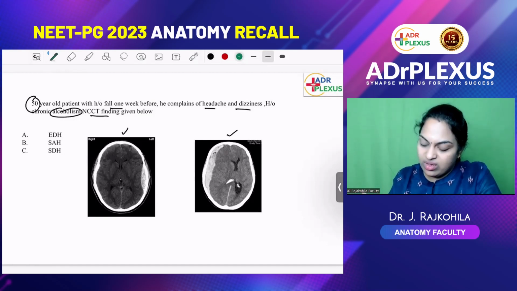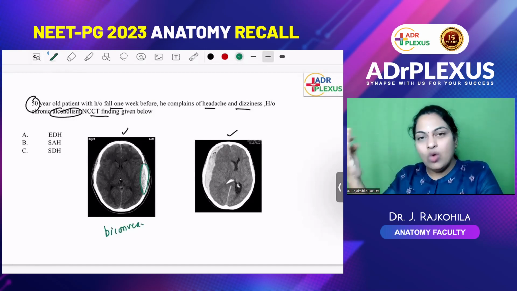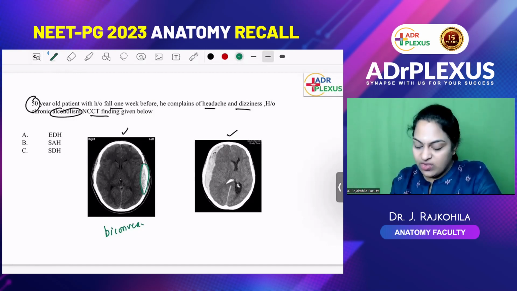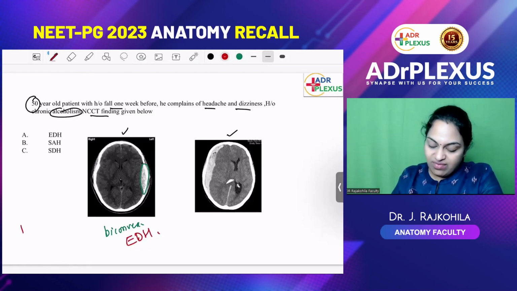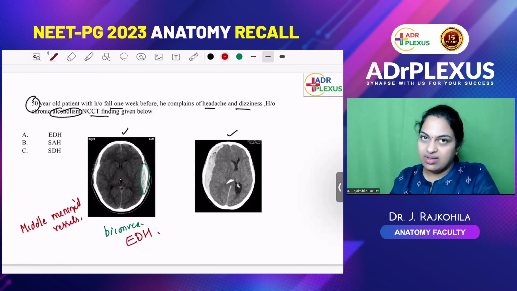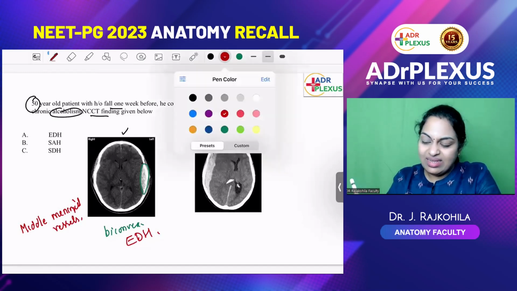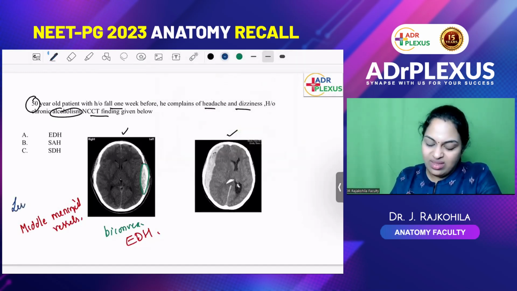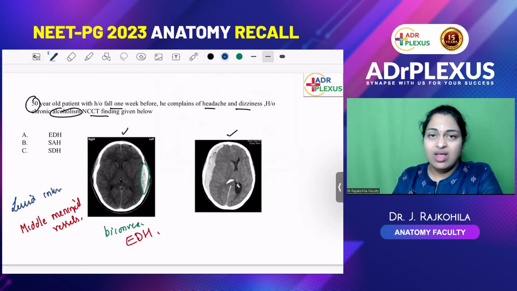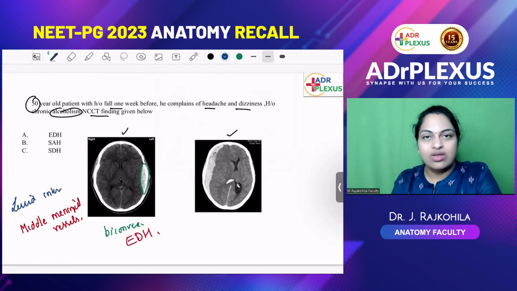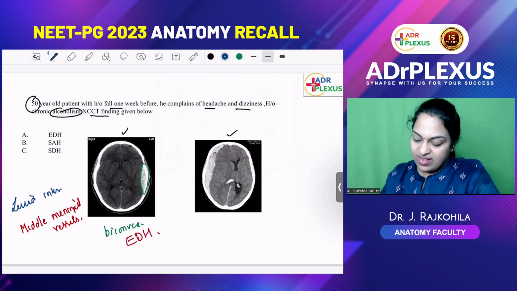In this one, you typically get to see a biconvex hematoma outside the dura, between the dura and the periosteum, which we have to go with extradural hemorrhage. And what is the vessel involved here? Middle meningeal vessels. And in the clinical scenario, one thing that we should look for is the lucid interval, a period of unconsciousness, consciousness, and unconsciousness. And this is extradural hemorrhage.